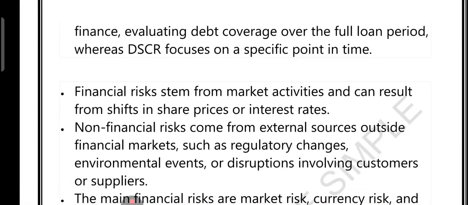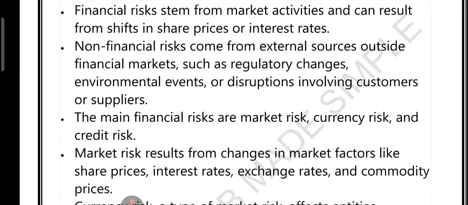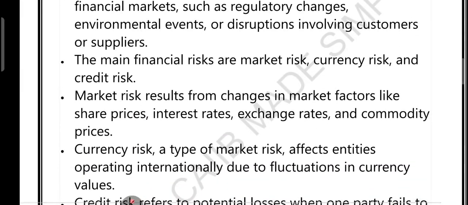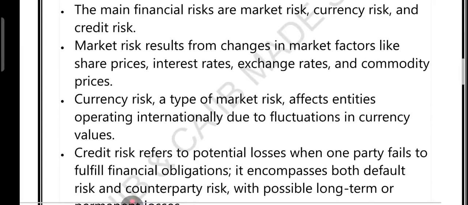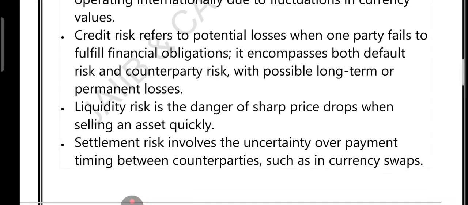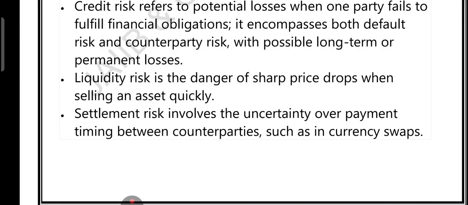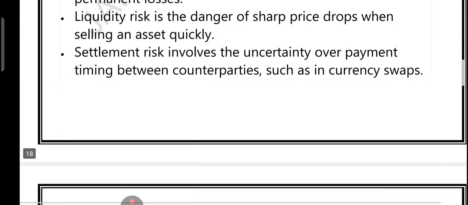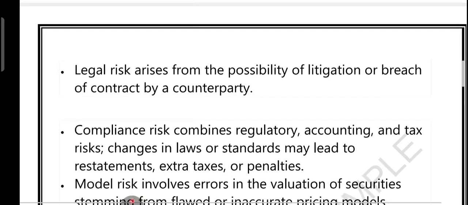Now let's talk about financial and non-financial risk. So financial risk comes from market activity, which includes market risk, right? Market risk can arise due to the change in the interest rate, stock price, exchange rate. Currency risk is there, which affects global business as currency value changes. Credit risk is there, which indicates the danger of default or counterparty failure. Liquidity risk is there, when selling an asset quickly leads to sharp loss. Settlement risk is there, where delays or failure in the transaction payment. Legal risk is there, which means lawsuit or contract breach by other party. So these are the financial risk.